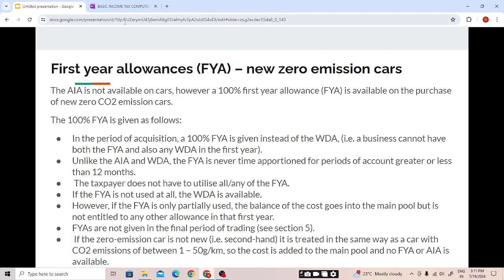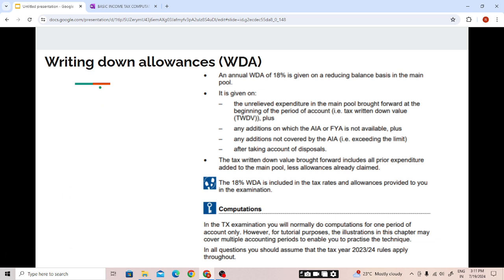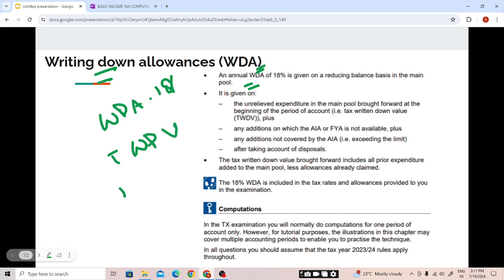Now students, now we will be doing WDA, written down allowances. An annual WDA of 18% is given on a reducing balance basis in the main pool. So WDA is given at 18% on a reducing balance basis in the main pool. Reducing balance basis means, students, written down value plus additions less disposals. This is the value on which we will be calculating WDA.